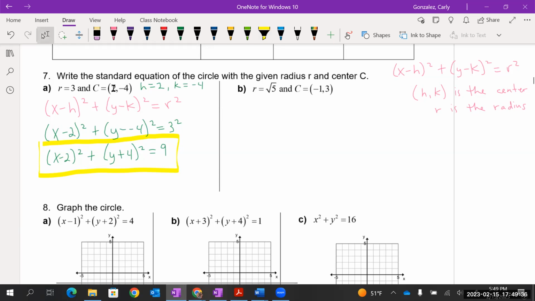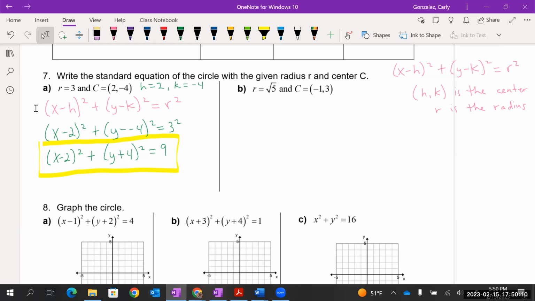Notice the x value of the center appears with the x in the equation, and the y value of the center appears with the y in the equation. However, the signs are switched. It's x minus 2 and y plus 4. And that really comes from the fact that the standard equation is x minus h and y minus k.